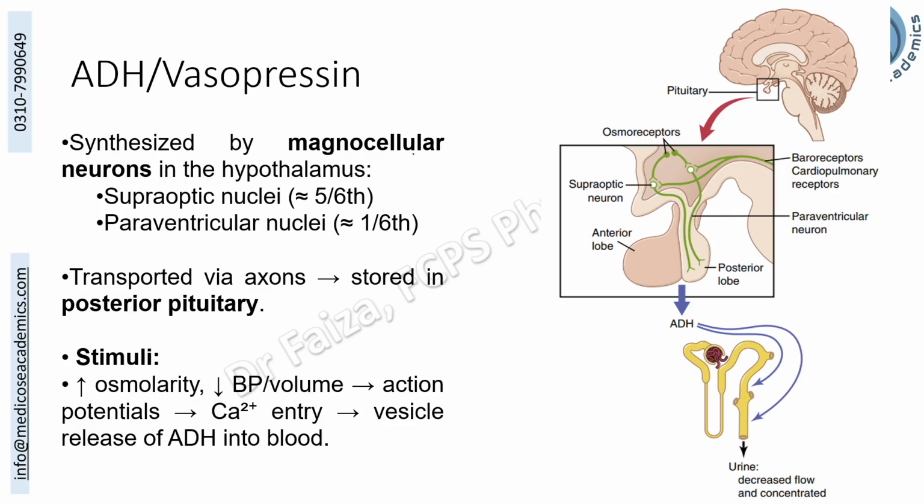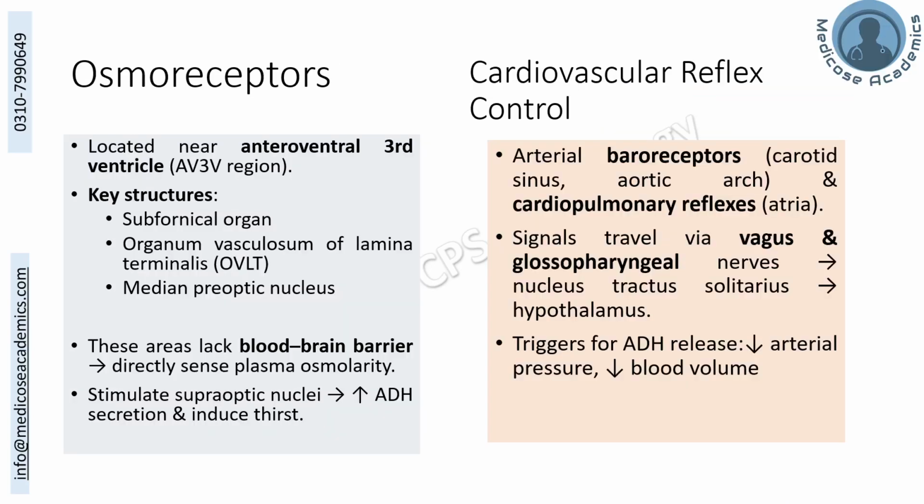The ADH or vasopressin is synthesized in the magnocellular cells of the hypothalamus, 5/6 being produced in the supraoptic nucleus and 1/6 in the paraventricular nucleus. After production, this is transported by the neuronal endings to the posterior pituitary and stored over there until an appropriate stimulus comes. It is stored and released when it is required.